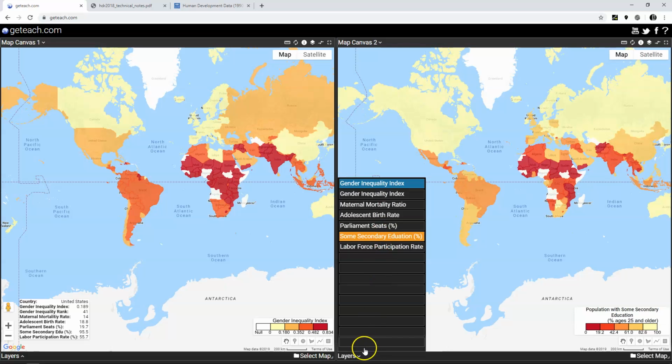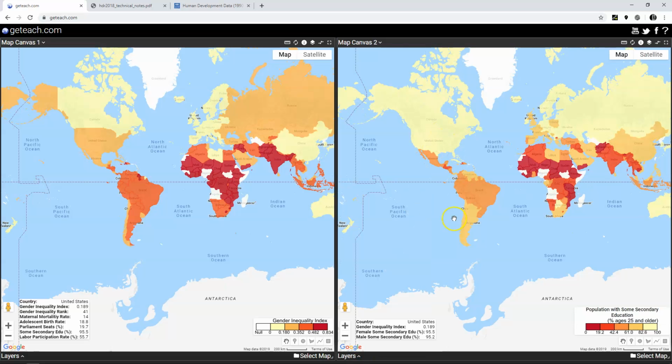Secondary education is pretty high for the United States at 95%. What I left in was the males and the females as far as secondary education. Because if you look at Brazil, for example, it's 61%, but actually the female percentage is higher than the male percentage. Just for some fun.